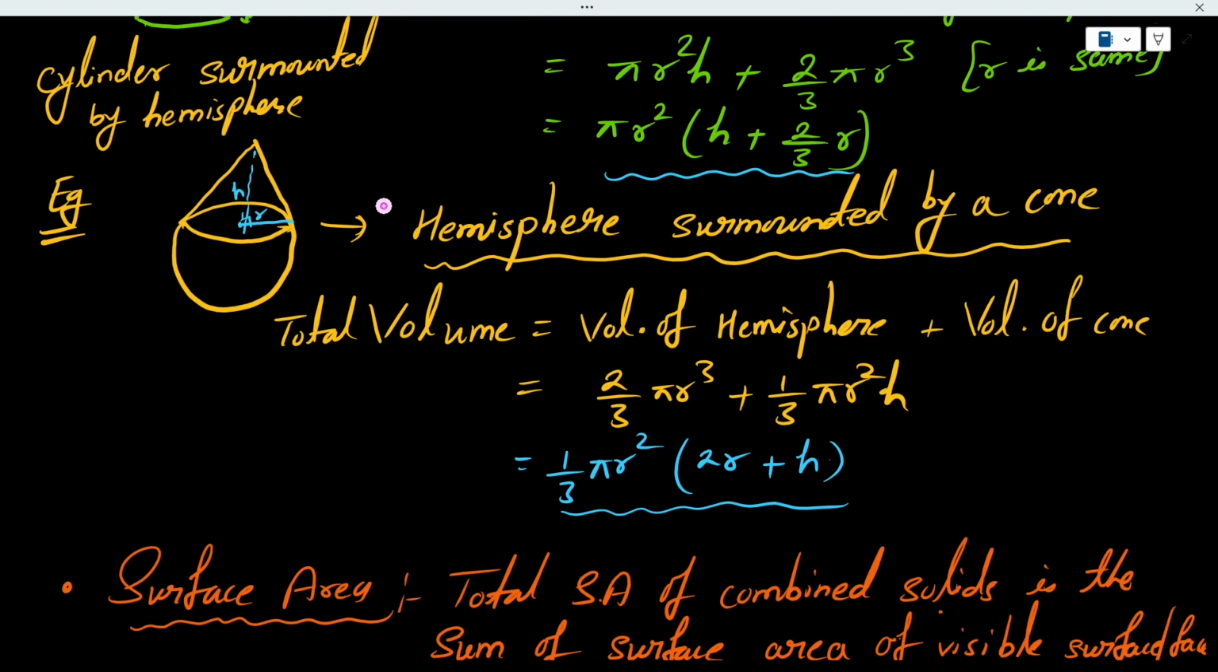Now the next one: how to find the volume of a hemisphere surmounted by a cone. You will take the volume of the hemisphere plus the volume of the cone.